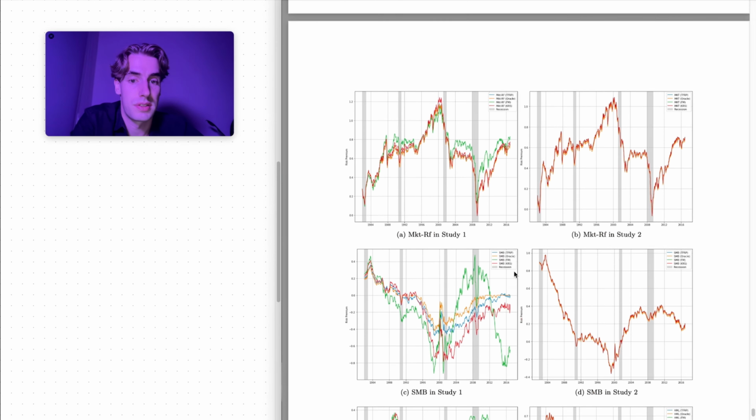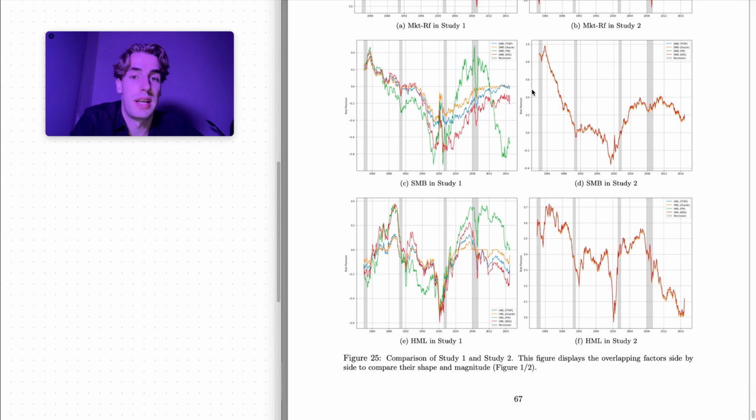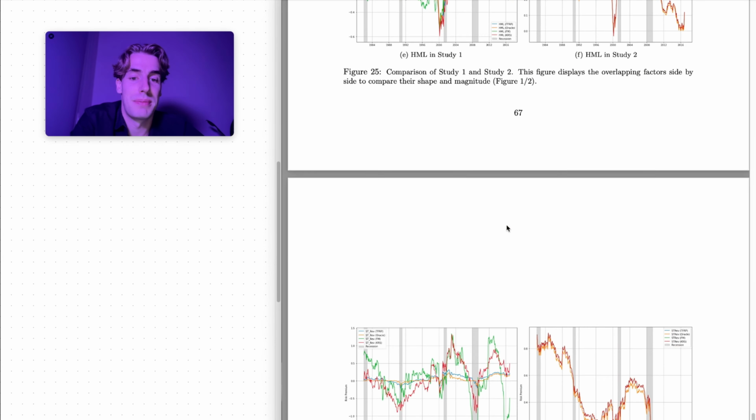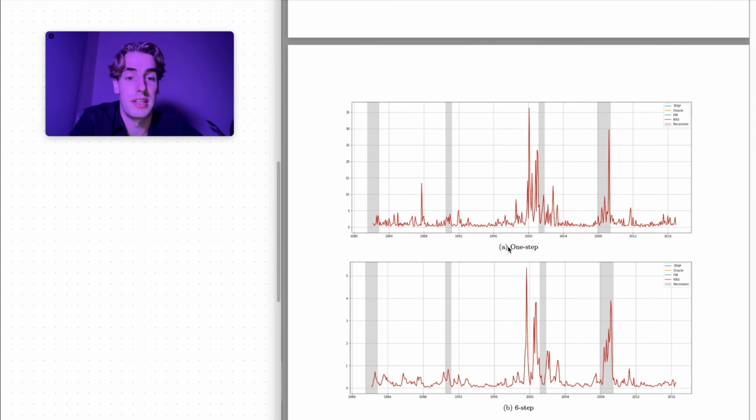Some more plots. These are the comparisons between studies using the different data, because these are the overlapping factors. What we see is study 1, study 2. The market factor seems quite overlapping. The SMB factor a bit. These become very different in magnitude and in shape, and even more so for these factors. And the analysis of why that happens is in the thesis, which is quite interesting.